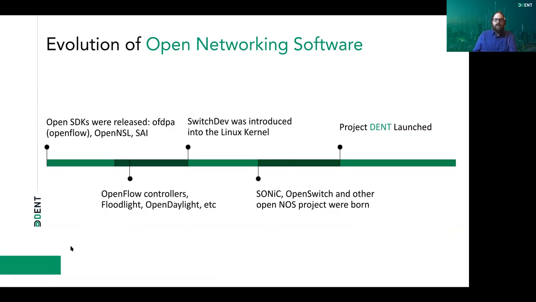So software, it's a bit out of order, but initially what enabled open networking to happen were that there were open SDKs or APIs provided. And one of the first ones was OFDPA for OpenFlow, which then utilized Floodlight as a controller and a tool called Indigo to allow for intercommunication. We also list OpenNSL and SAI there. They did come later, but they were part of the base. Without these, it was almost impossible to have open networking.